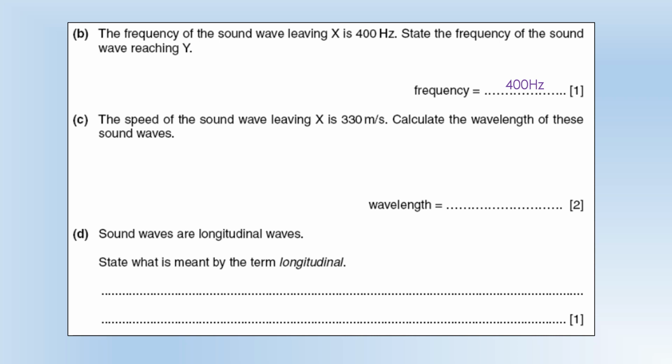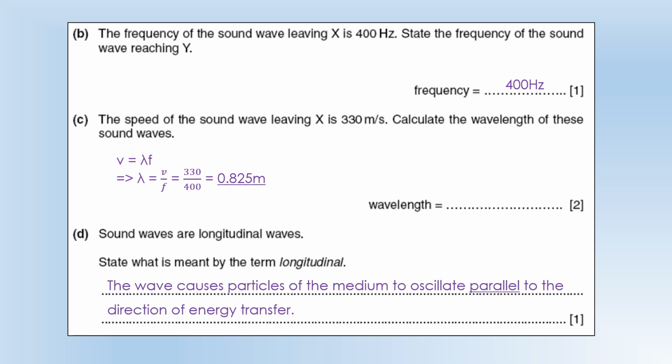The speed of a sound wave is 330. Calculate wavelength. So again, we're just using the wave equation, rearranged to make wavelength the subject, plug in our values, we get our answer. Sound waves are longitudinal waves. State what is meant by the term longitudinal. The wave causes the particles in the medium to oscillate parallel to the direction of energy transfer.